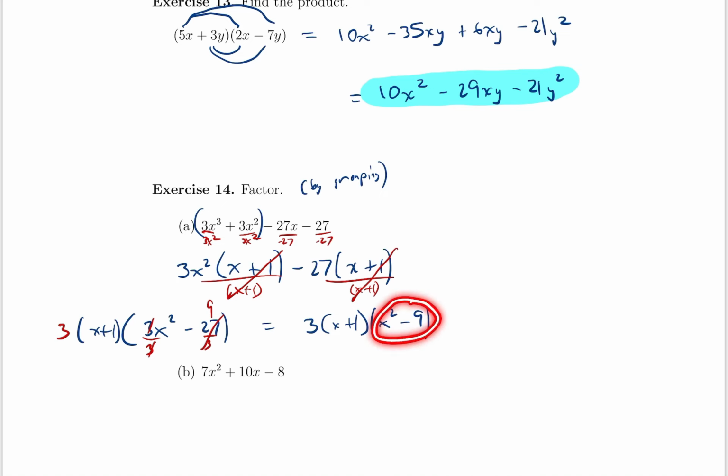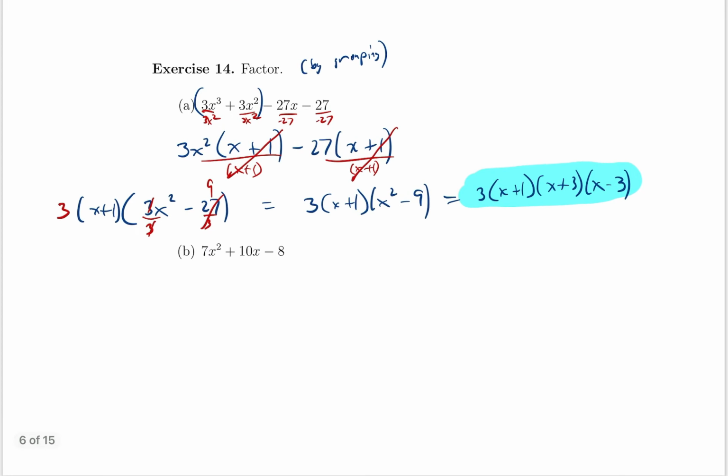And this is the difference of two squares, which can factor into 3 times x plus 1, x plus 3, x minus 3. That is the complete factorization of that problem. So be careful, just because you've done the factoring by grouping doesn't mean that there isn't a GCF, like there was here. And there can also be a difference of two squares, which there was here.